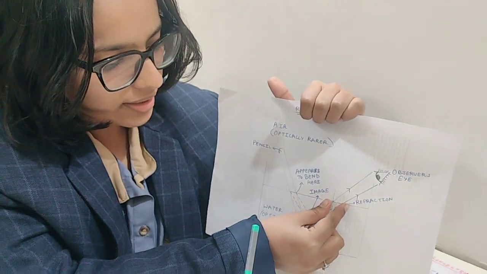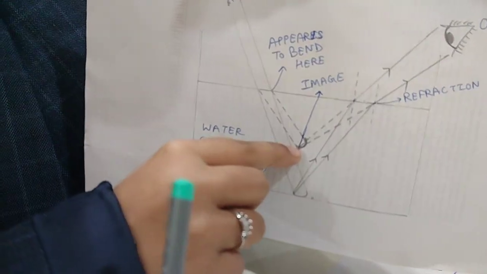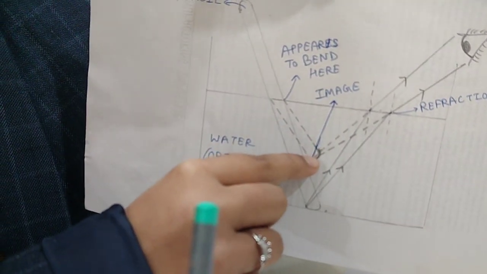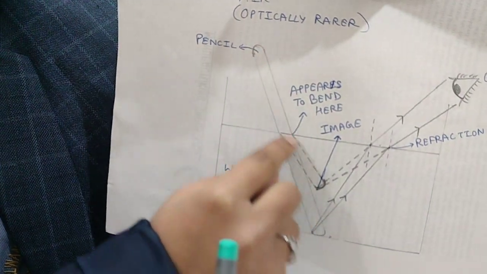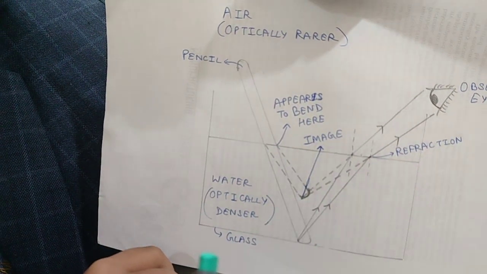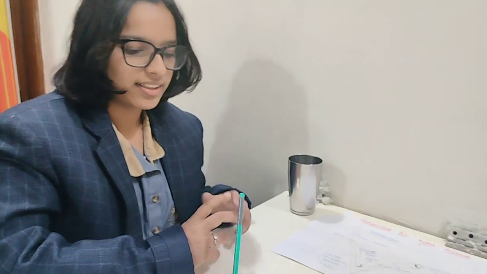So if we extend these rays backwards, they meet over here, and so the image is formed over here. And we see this broken pencil, this image. And this creates the illusion. But it's not actually the broken pencil. Now let's understand the reason.